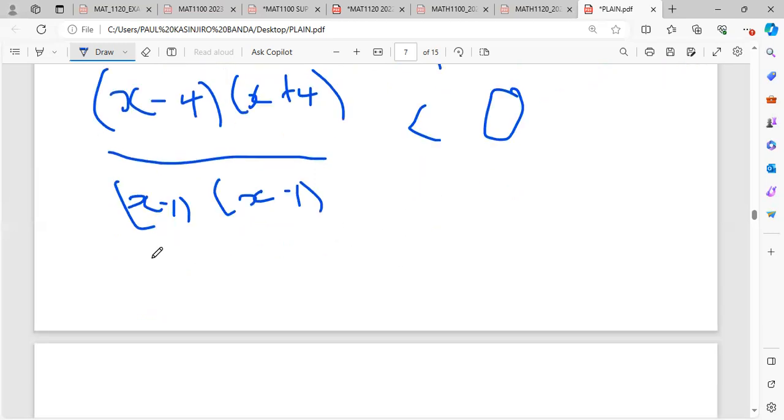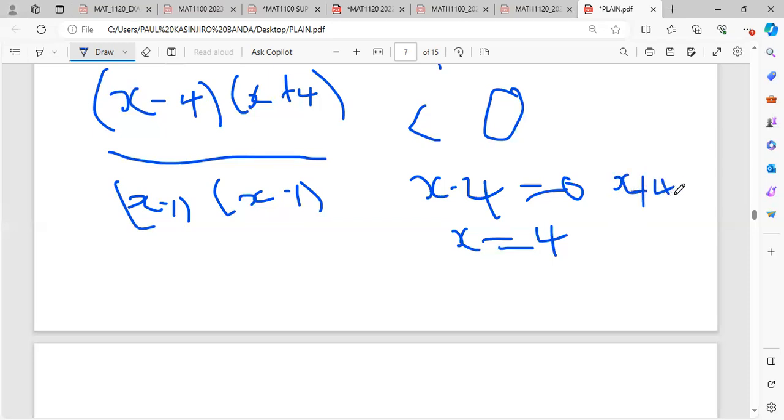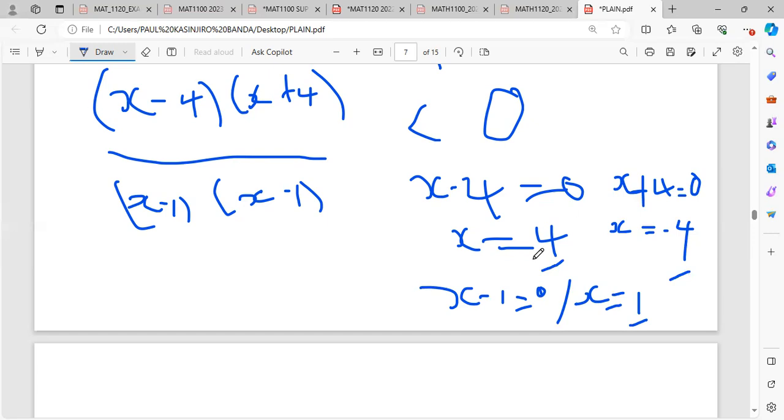So let's find the critical points here. You take these individual factors and equate them to 0. So x minus 4 is equal to 0, so the first critical point is 4. Then x plus 4 is equal to 0, meaning my x here will just be minus 4. Then x minus 1 is equal to 0, so the critical point there is x equals 1. It's the same for the other one. So I have 3 critical points: 1, minus 4, and 4.